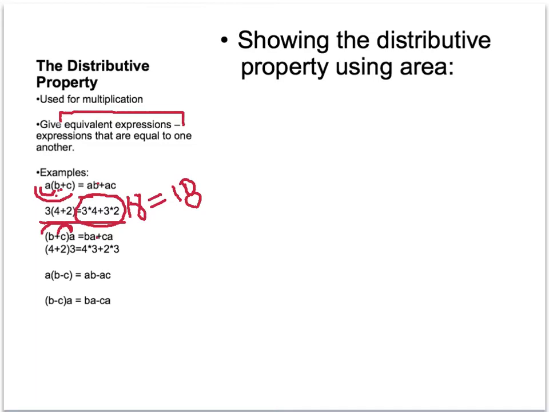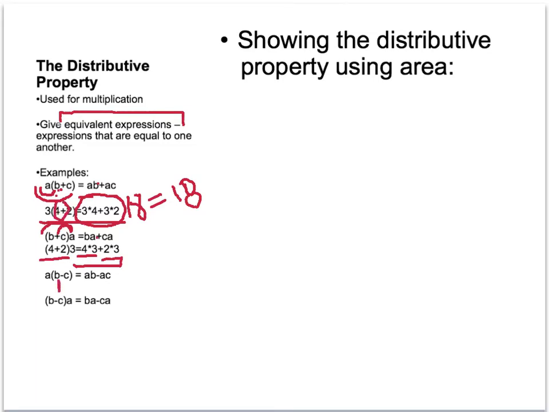Same deal here, except I've got numbers. 4 plus 2, all times 3, is 4 times 3 plus 2 times 3. And as I pointed out up here, this is 18, and this is also 18. Okay, the distributive property works when we have an addition or a sum.